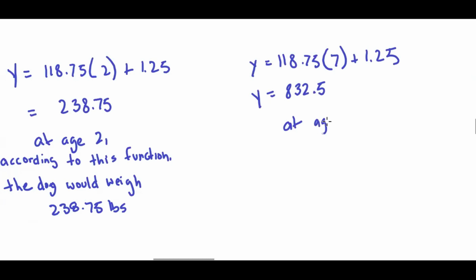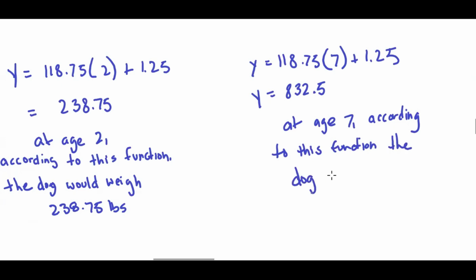So, let's think about this. Does that seem like a likely weight for a dog? Now, the problem specifically said Newfoundland dog. That's one of the biggest dogs ever. I've never actually seen one, but I'd love to. So, at age 7, according to the function, the dog would weigh 832.5 pounds.